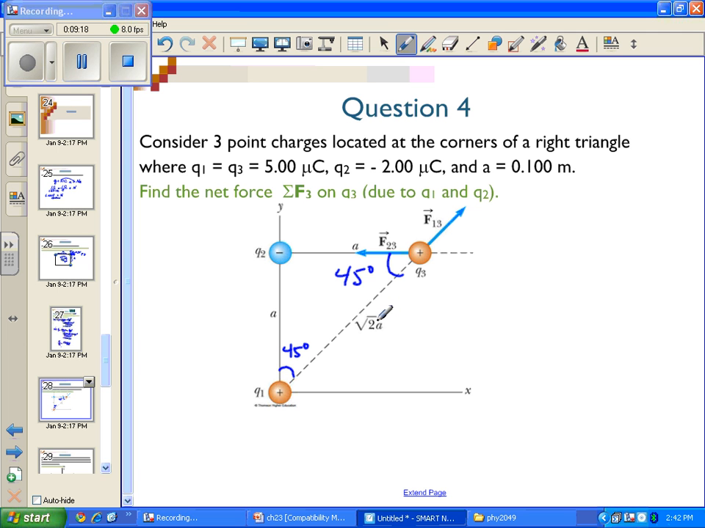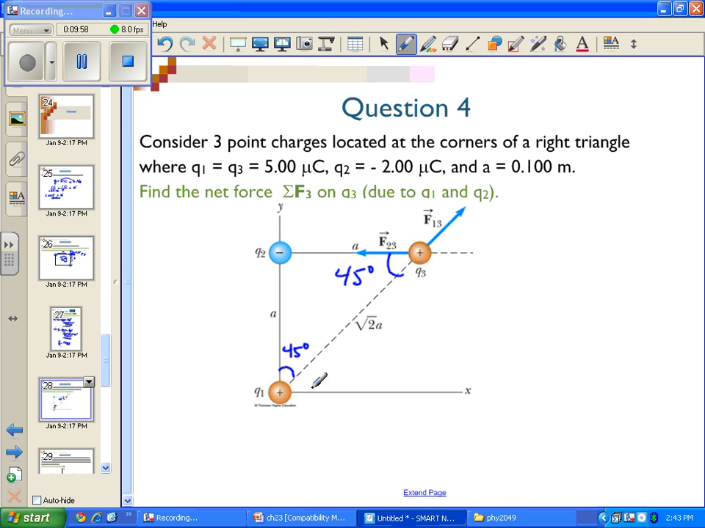And there are 3 charges, Q1 and Q3 of the same magnitude, and a Q2 different in magnitude and in fact different in sign. We are told that the separation between the charges, between Q1 and Q2, and Q2 and Q3, is 0.1 meter. And we're asked to determine the net force on charge Q3 due to the other 2 charges. Now the book started this problem for us because they set up these vector forces.